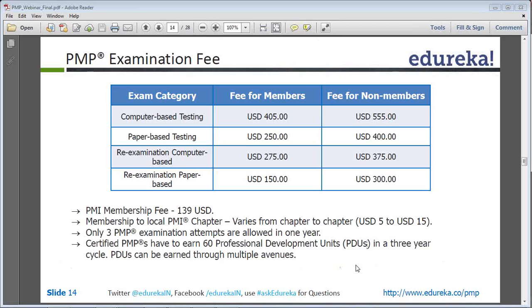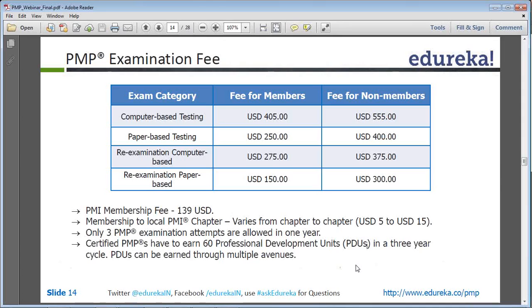You can get these 45 PDUs by attending courses that have a project management relation. And number 3 is you can go and volunteer. Now PMI chapters, if you are associated with them, will give you a lot of opportunities to volunteer. Say for example, I was one of the reviewers of the papers which were submitted for the PMI India conference. Now that gave me some PDUs.